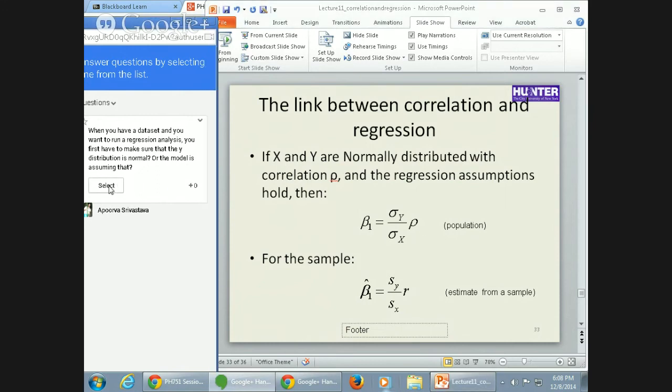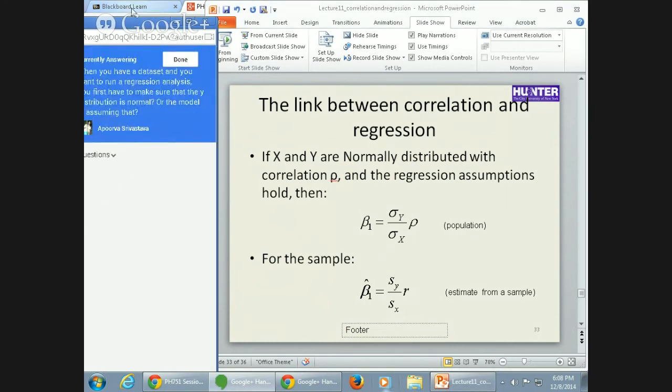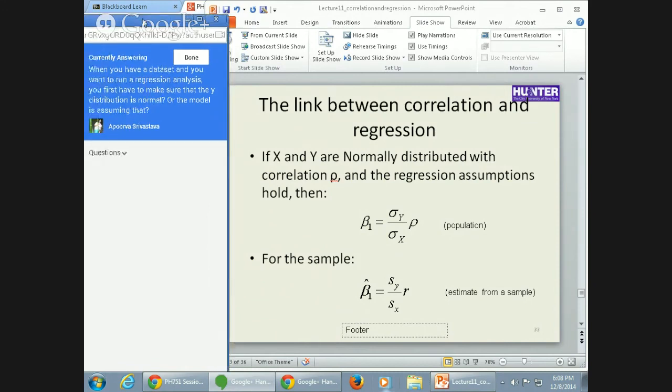Now, what's the question? When you have a data set and you want to run a regression analysis, you first have to make sure that the Y distribution is normal, or the model is assuming that. That is an assumption that you have to make, but it's an assumption that you can check after you do your regression. And if it is not met, you can choose a different model. So the typical thing to do with regressions is you do your regression and then you make some diagnostic plots to tell you whether your assumptions were met. And one of those plots would be a plot of the residuals to see how normally distributed they look.